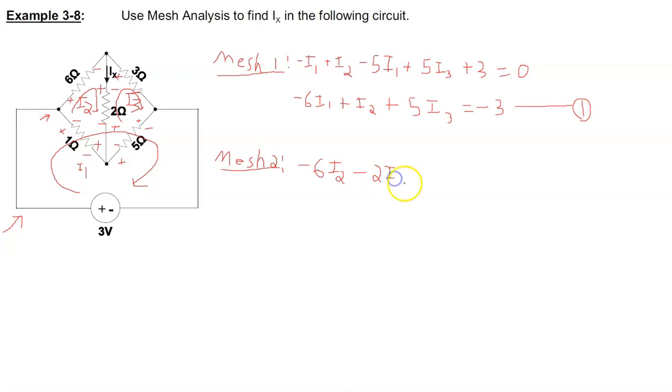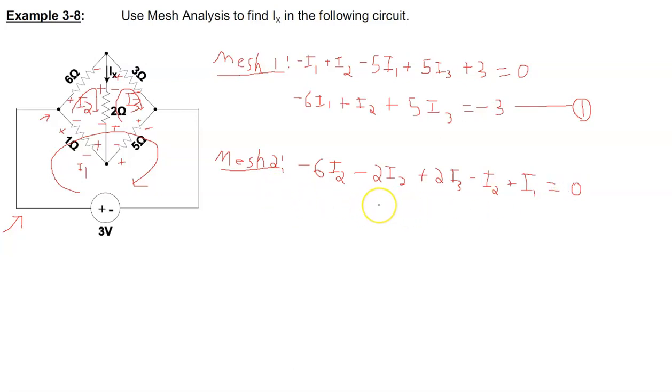And that resistor is shared with mesh 3. So from the point of view of the second term in this, it's going to be plus 2 times I3. And okay, so the next resistor is our 1 ohm resistor. From the point of view of I2, we have negative 1 times I2. And it's shared with mesh 1, so it'll be plus 1 times I1. The source is not in that mesh, and so that sum now is equal to 0.